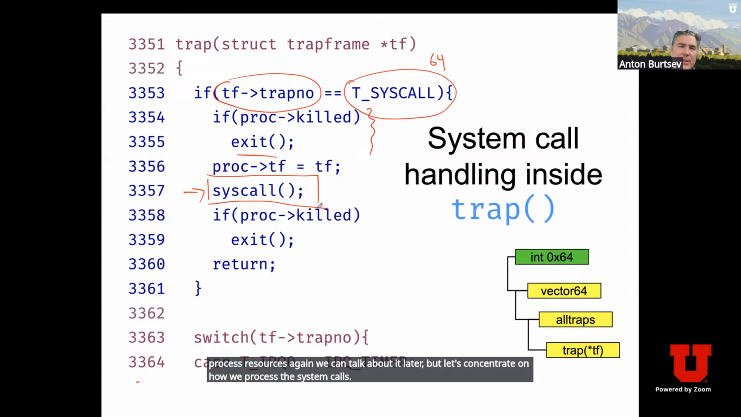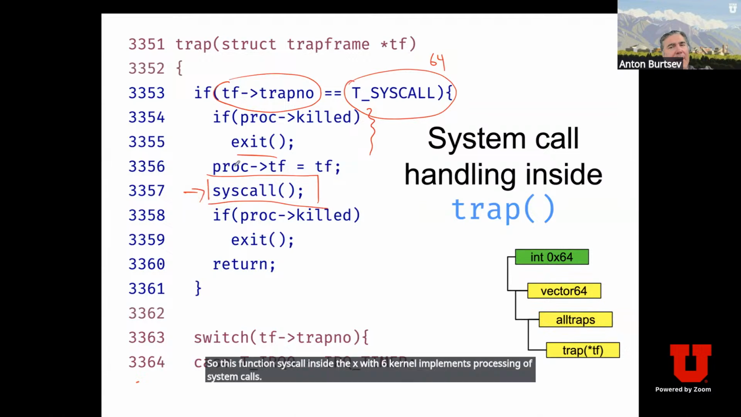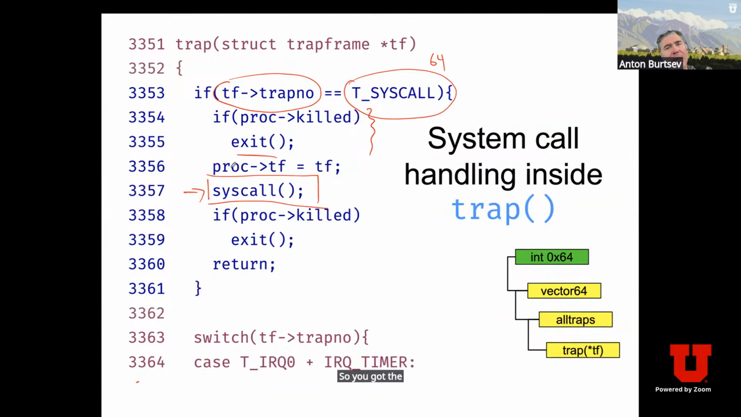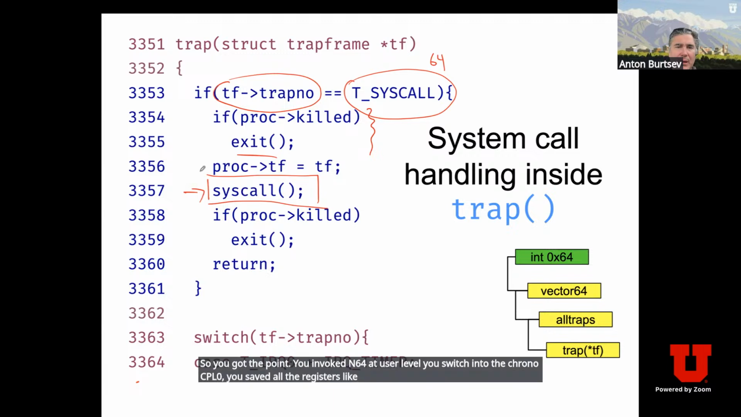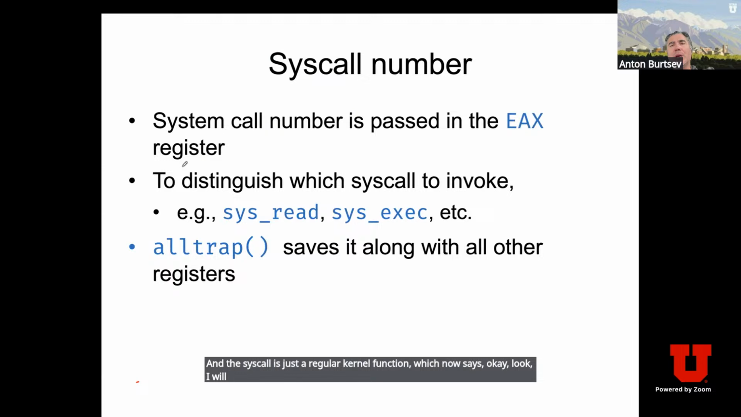So this function syscall inside the x86 kernel implements processing of system calls. So you got the point. You invoked int 64 at user level, you switch into the kernel CPL 0, you saved all the registers like any other interrupt, you're running in a kernel, and the syscall is just a regular kernel function, which now says, okay, look, I will implement the logic of a system call which the user wants to invoke.